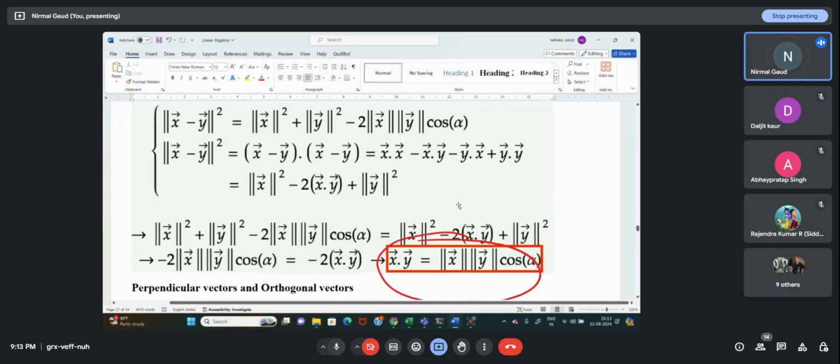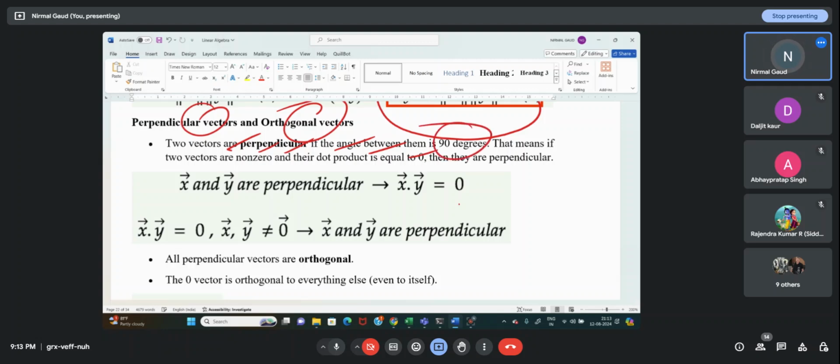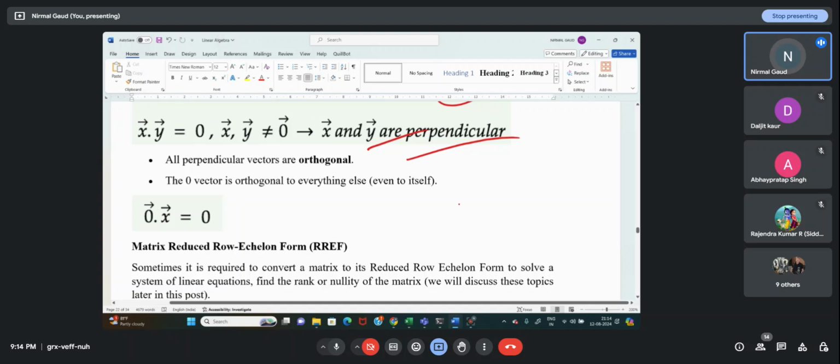Okay, what is it saying next? So we have perpendicular vectors also, orthogonal vectors also. If two vectors are perpendicular, the angle between them is 90 degrees. That's what we know. Perpendicular means 90 only. And the dot product of two perpendicular vectors is 0. That also we know, because cos 90 is 0. So it's obviously going to be 0, there is nothing else in it. All perpendicular vectors are orthogonal. Remember this line. Don't forget.